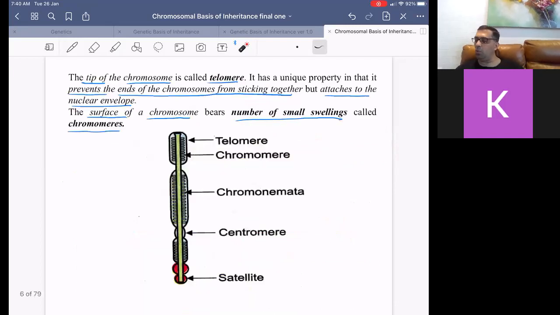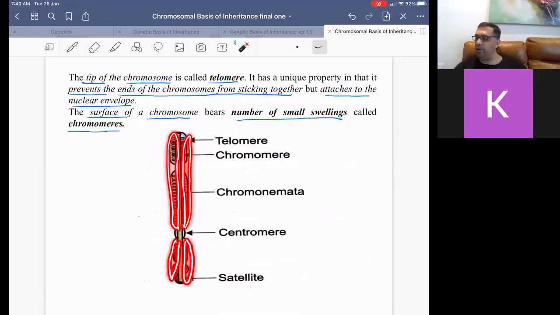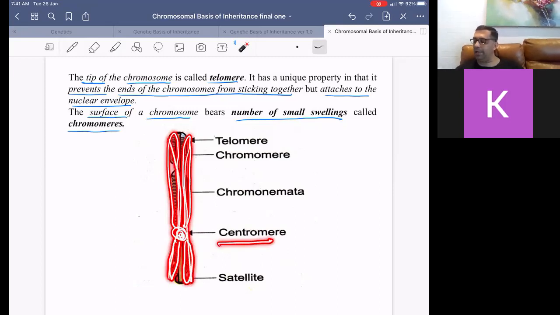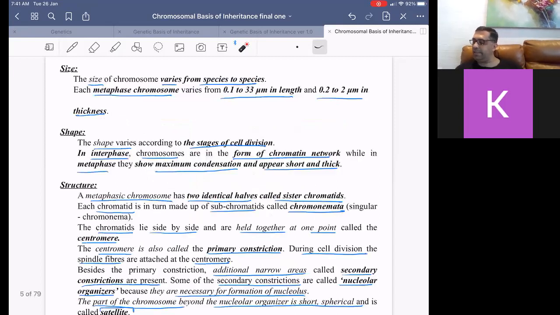So, if you look at a chromosome, this is a chromosome made up of chromonemata. In the middle is the centromere. This is one chromatid, this is another chromatid. And this is the centromere, which is called the primary constriction. Besides primary constrictions, there are additional areas called secondary constrictions.